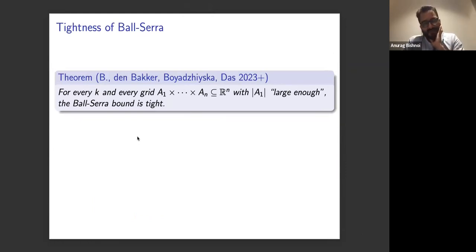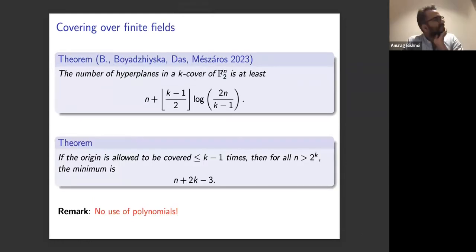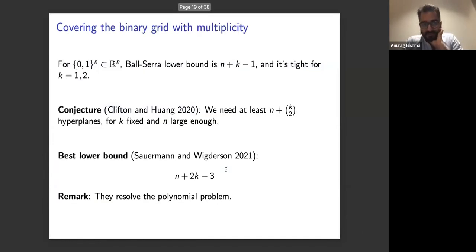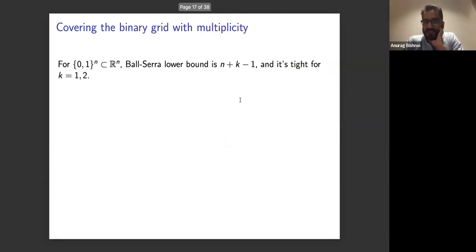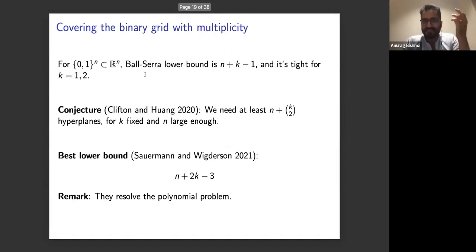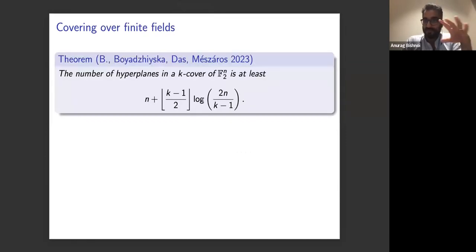Well, maybe before moving on. All of this seems to suggest that the Ball-Serra bound that we discussed here is perhaps not tight in general, right? It's tight in some special cases, when k is 1 and k is 2 and the binary grid. And even in general, it's conjectured not to be tight. It is shown not to be tight here, and we show that it's really far away from being tight in this case.